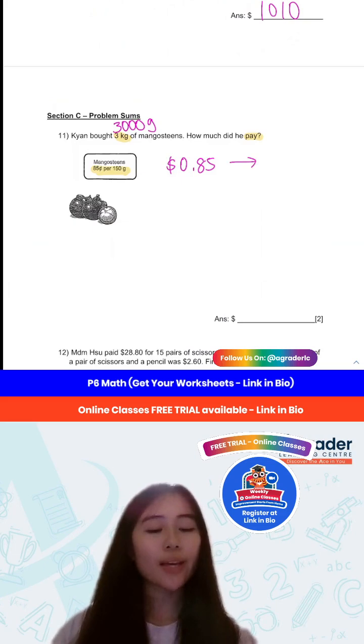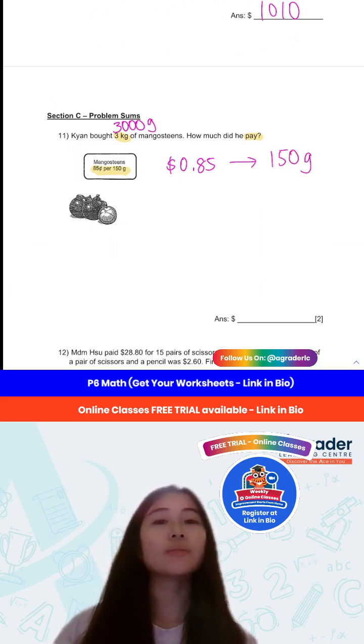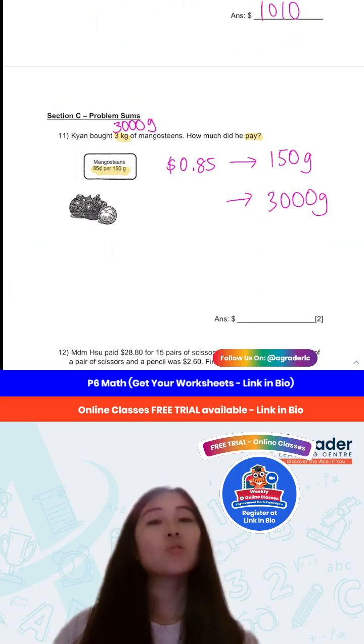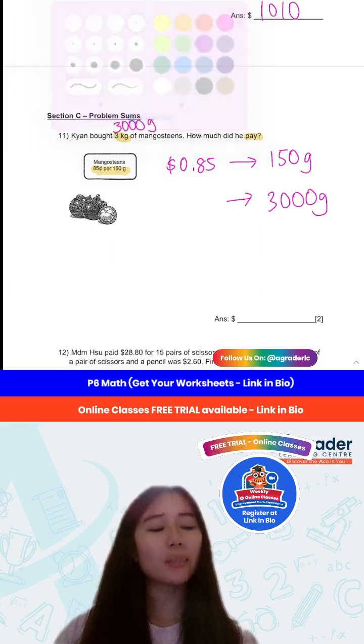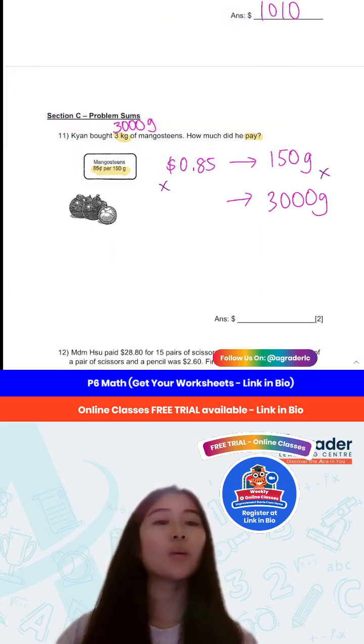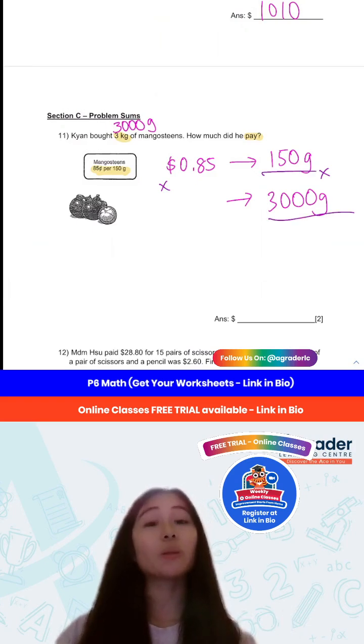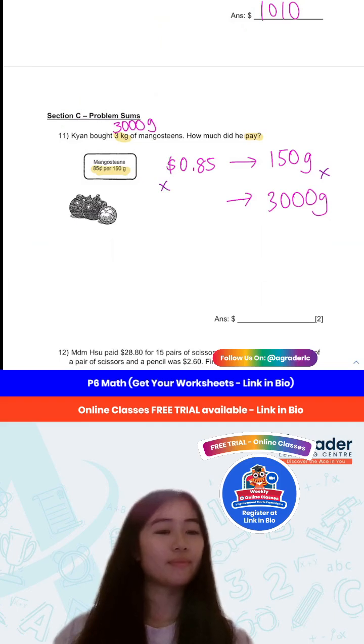So this 85 cents is for 150 grams, and you want to find 3000 grams. That means you need to multiply by a certain number. What do you need to multiply by? Anyone knows? How do you go from 150 to 3000? What do you need to multiply? Anyone? What do you need to multiply to get the answer? Okay, yes, Ethan, very good.